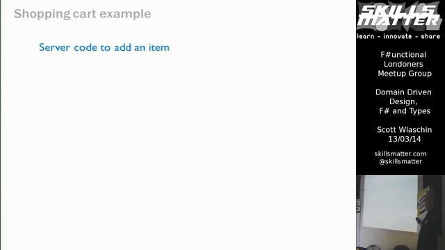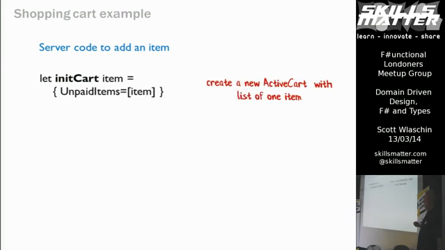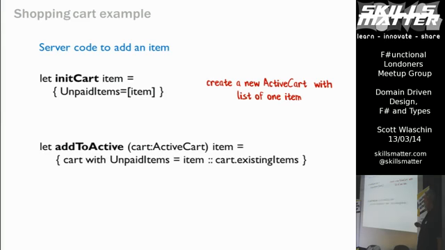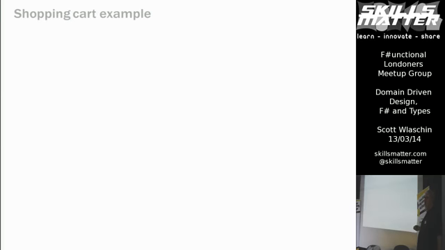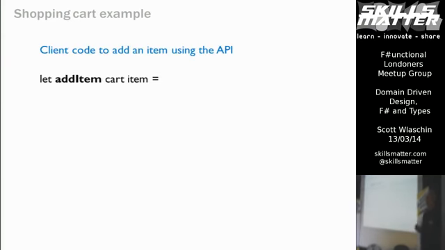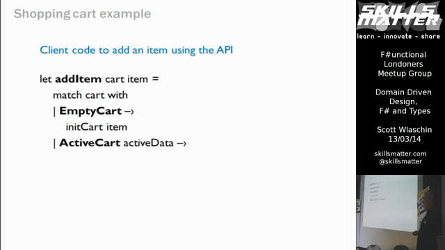So let's look at the server code quickly. To initialize a cart, we just put some stuff in the structure. Very easy. To add something, we just prepend the item to the existing items, and so on and so forth. So the code is very straightforward. But let's look at the client-side code. So let's say I'm adding something to a cart. So the cart is 3 different states, so I need to handle each possible case. So if the cart's an empty cart, I need to initialize it. Fair enough. If the cart's an active cart, I need to add it to an active.